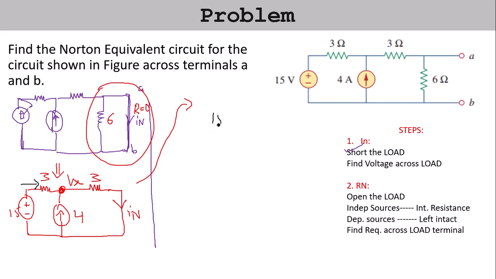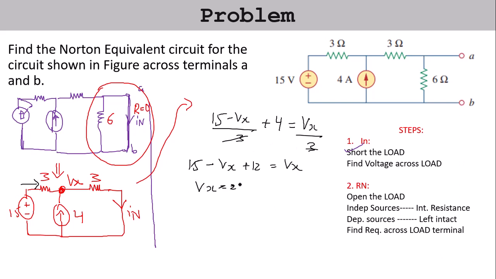So we can write (15 minus Vx) upon 3, it is the entering current, 4 is also entering current, and Vx upon 3 is the leaving current. Now we can solve it. We can write 15 minus Vx plus 12 equal to Vx, because we'll take 3 as LCM and then 3 and 3 can go later on. So solving this, what we will get? Vx as 27 upon 2 volt.